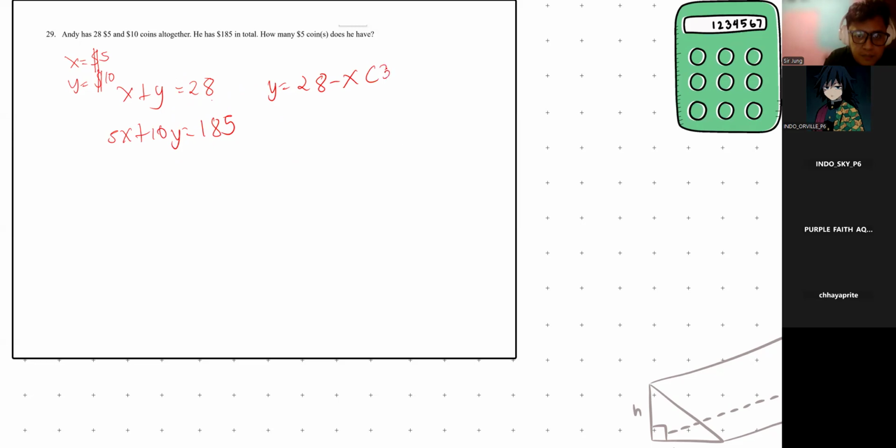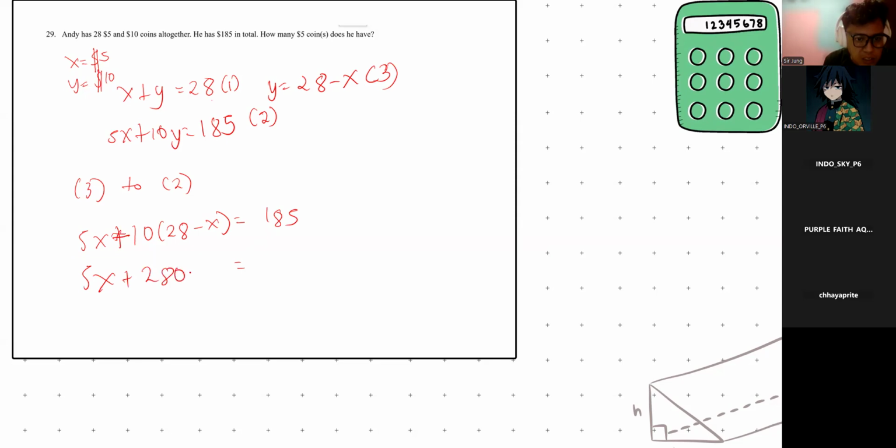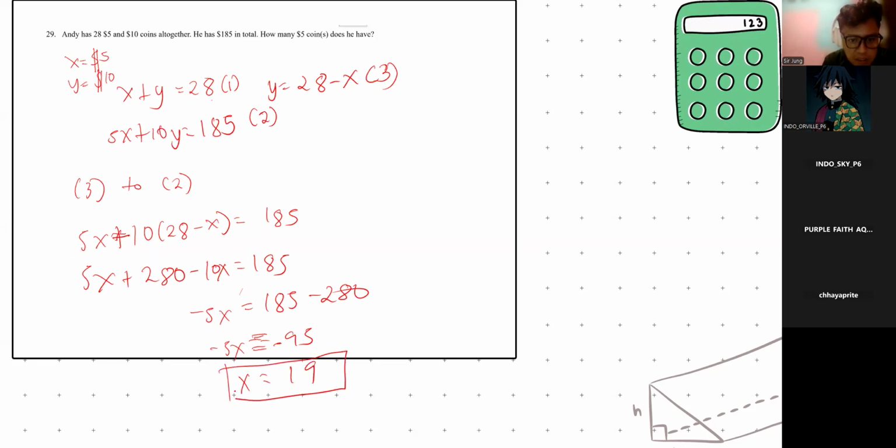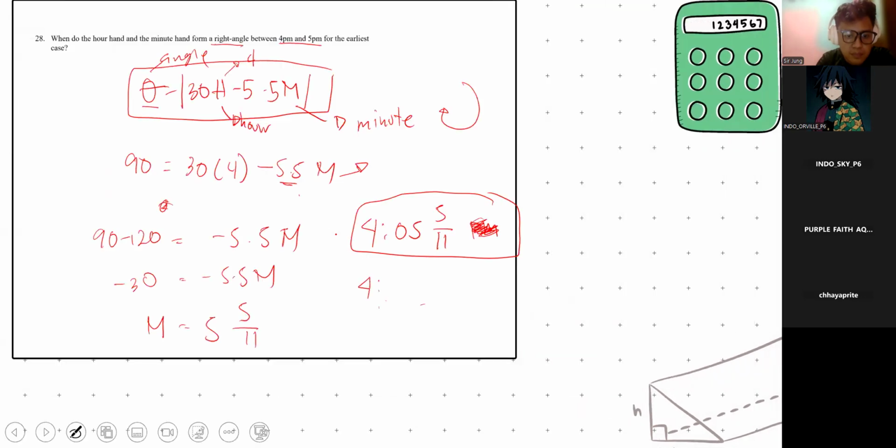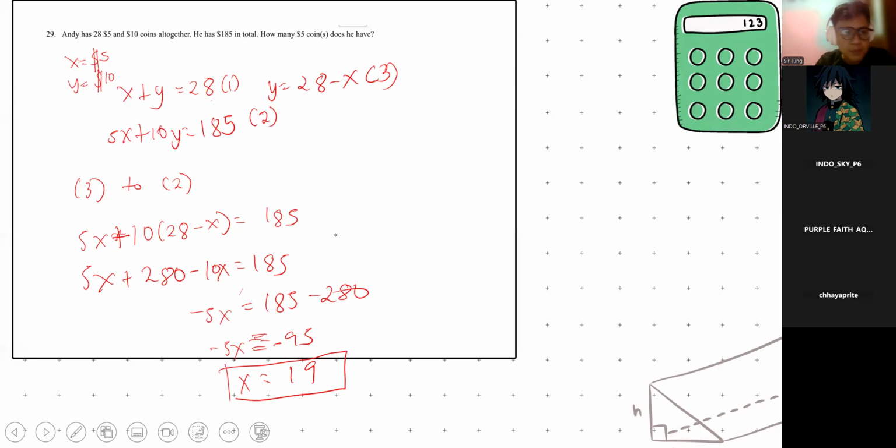This is equation 3, and this is equation 1 and equation 2, right? So substituting 3 into 2, that would be 5x plus 10 times (28 minus x) is equal to 185. 5x plus 280 minus 10x is equal to 185. Negative 5x is 185 minus 280, that's negative 95. Negative 5x equals negative 95, so x is equal to 19. And that should be the answer. Any questions? If none, we'll proceed to number 30.